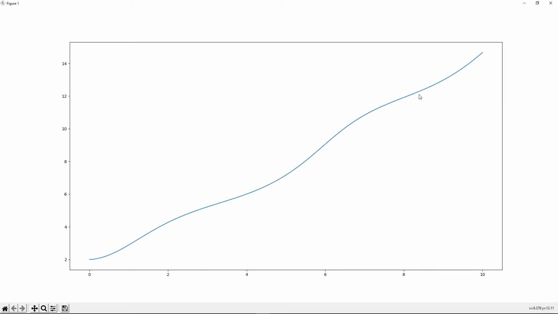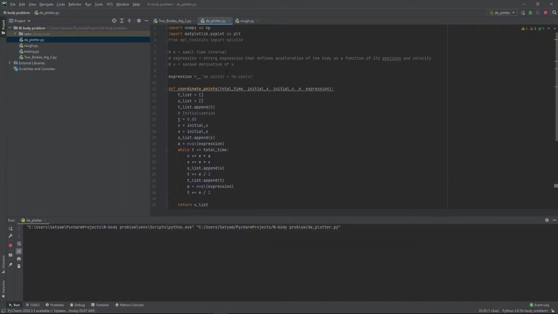I can predict the position at any time, like at time 8.5 seconds the position will be 12.51. I'm seeing this from the bottom right corner. So this is the thing. I can change this expression to anything.